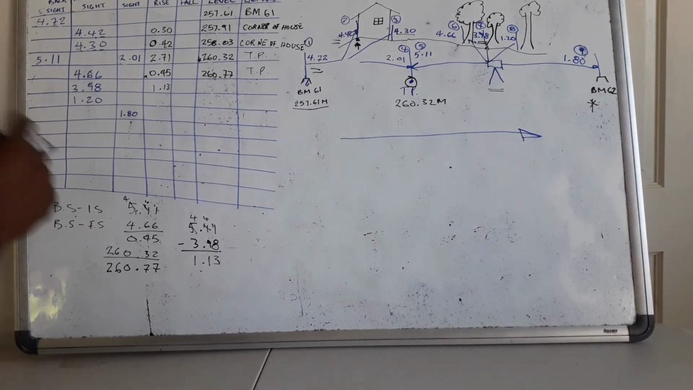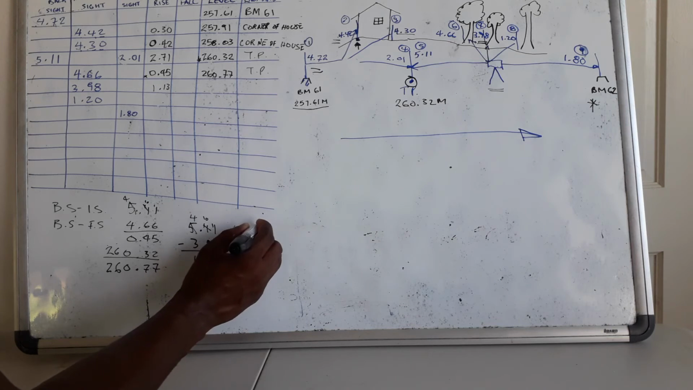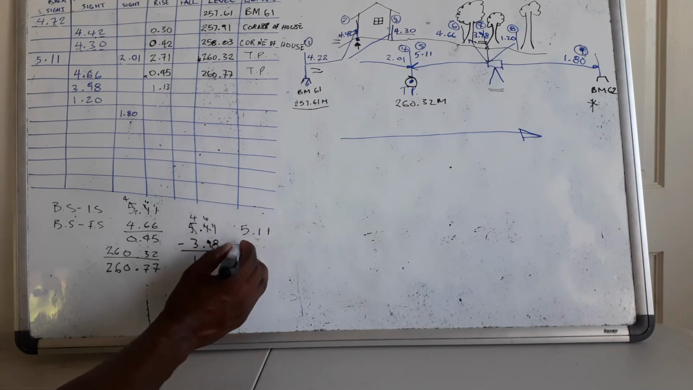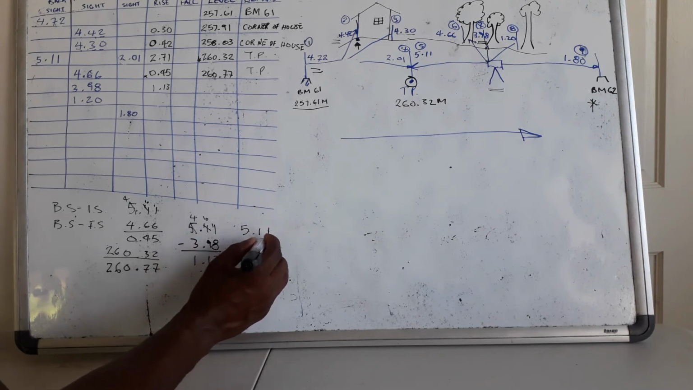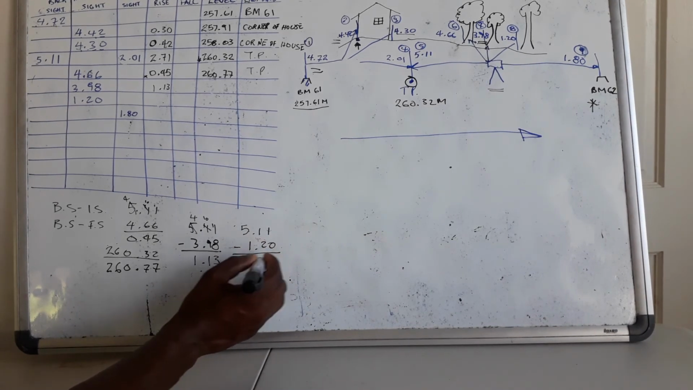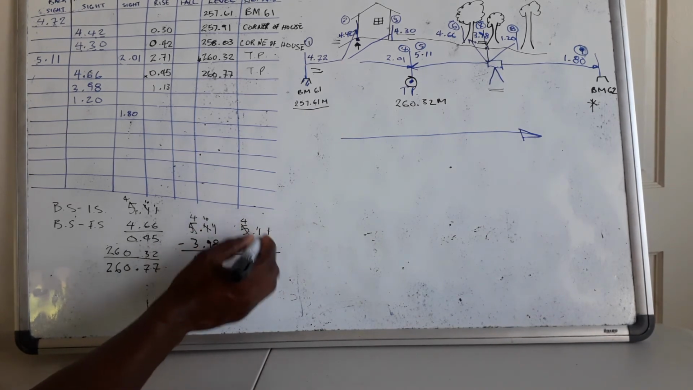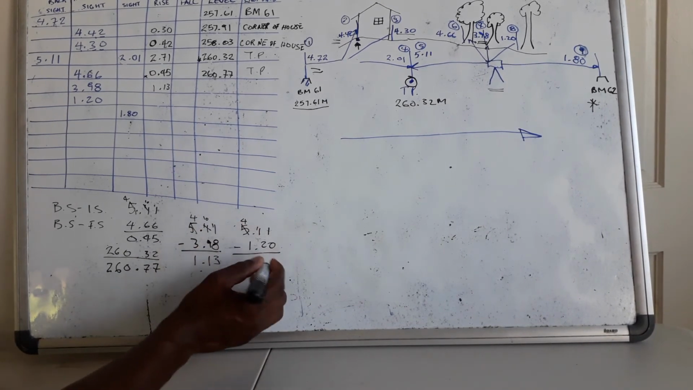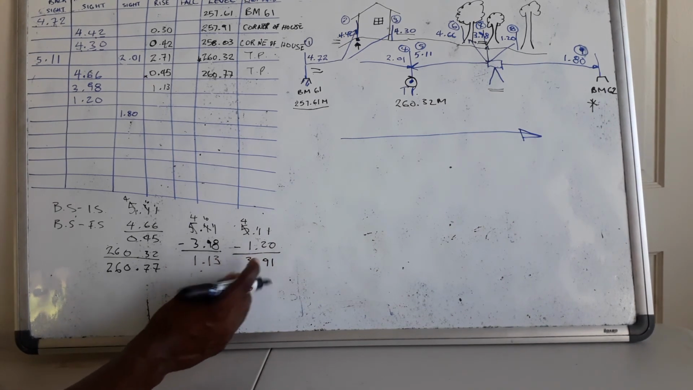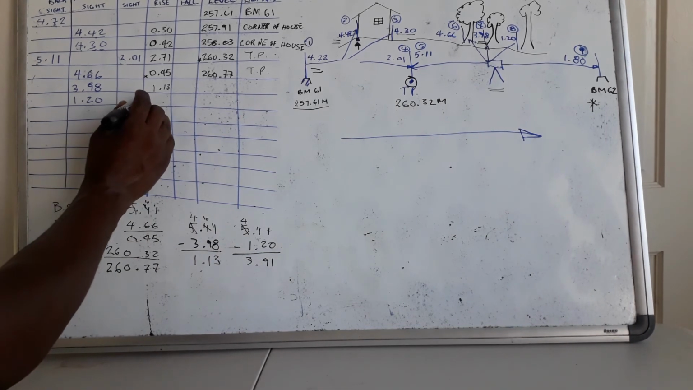Good. Let's go ahead and do another real quick. 5.11 less 1.20. 2 from 11 would have been 9. So we have a rise of 3.91.